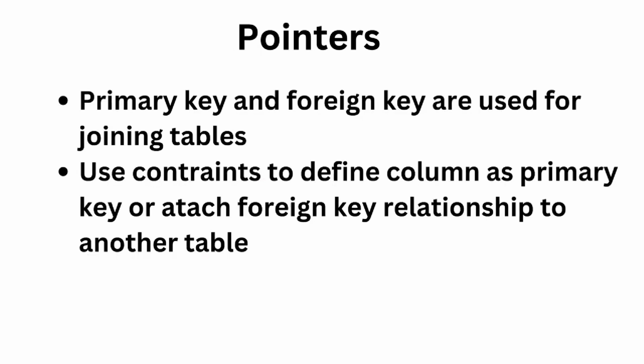Now, you may have already realized that a primary key and a foreign key typically make good column choices for joining together two or more tables. When creating tables and defining columns, we can use constraints to define columns as being a primary key or attaching a foreign key relationship to another table. And we'll discuss this in more detail when we actually go over the create commands.